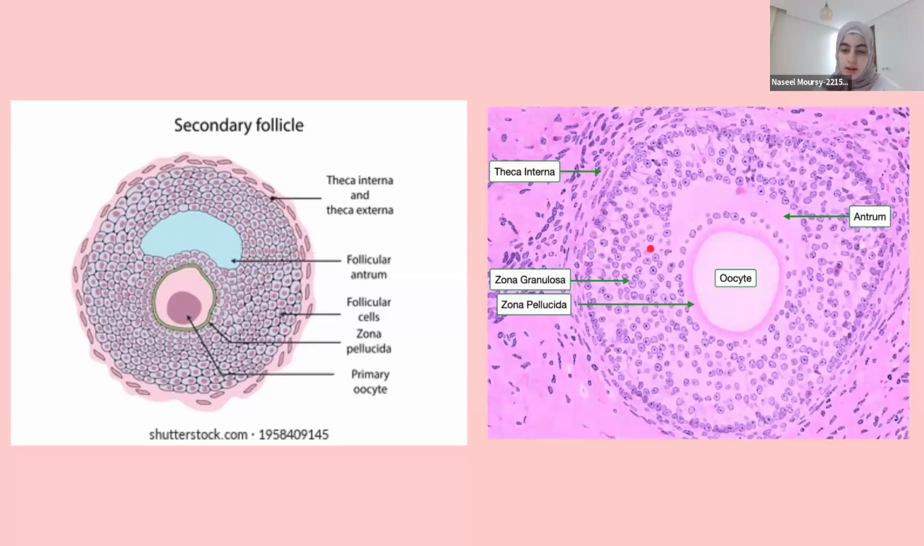Now, this is a histological image of the same thing. You have the oocytes, which is the egg. You have the zona pellucida around that, and then you have the granulosa cells and the thecal cells outside that. And remember, there's a basement membrane between the granulosa cells and the thecal cells. All right, and the antrum, of course.